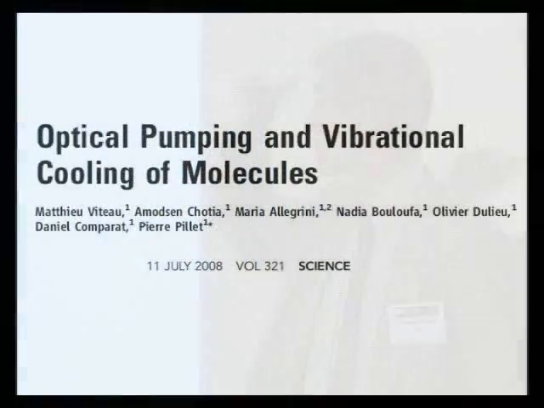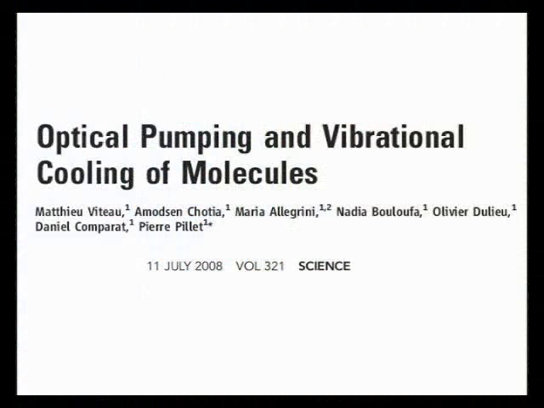That is still an interesting area of science. There was just an interesting Science paper which I randomly picked, which shows that by optical pumping molecules, you can do some vibrational cooling. But what I really wanted to introduce here is the concept of laser cooling.